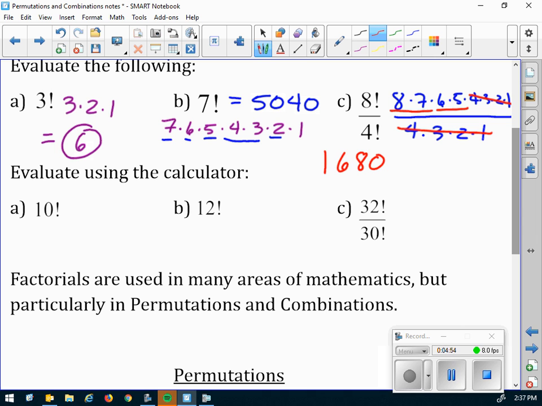Is that right? Do you have questions so far? Now, I want to show you something that's really pretty cool right here. This right here is 4 factorial, isn't it? So I could have saved myself a lot of writing because I could have written 8 times 7 times 6 times 5 times 4 factorial, because the rest of it is just 4 times 3 times 2 times 1, divided by 4 factorial.